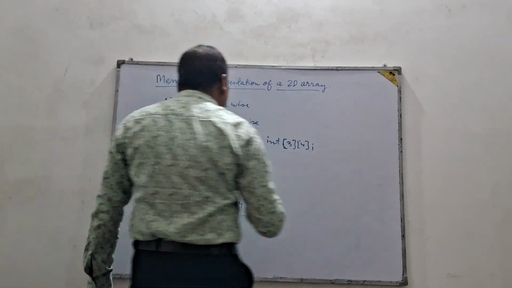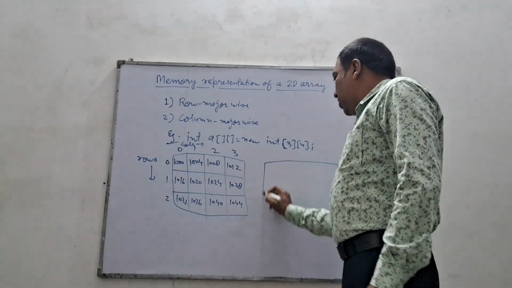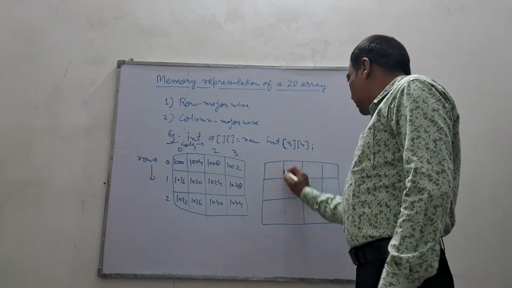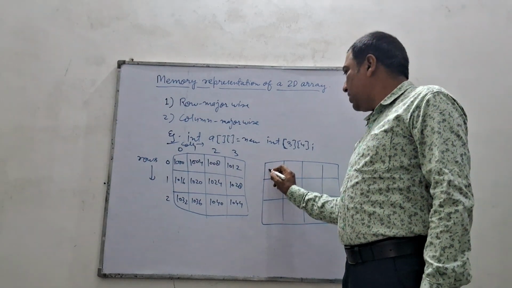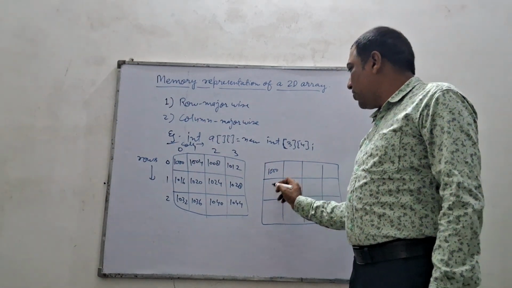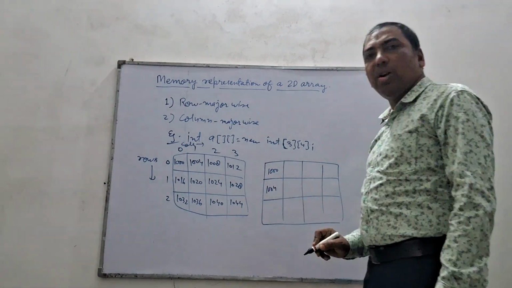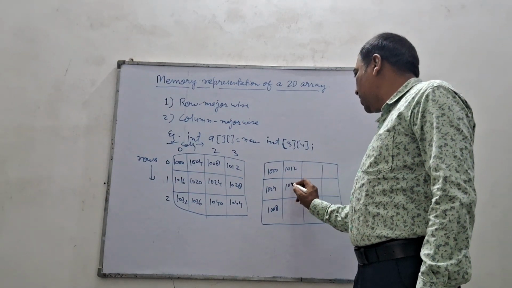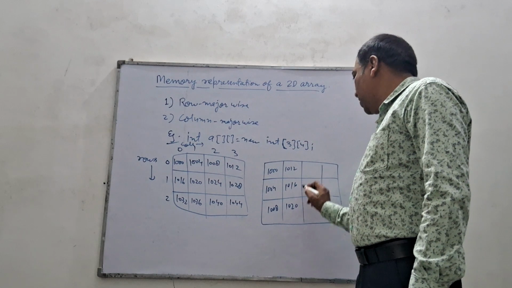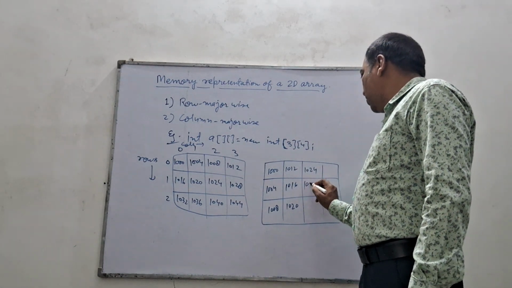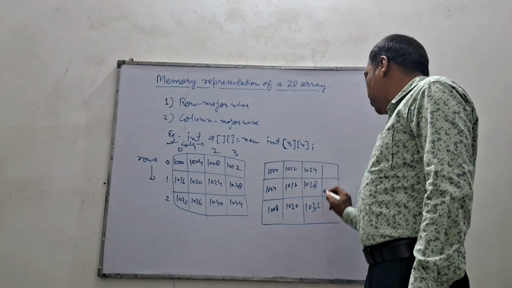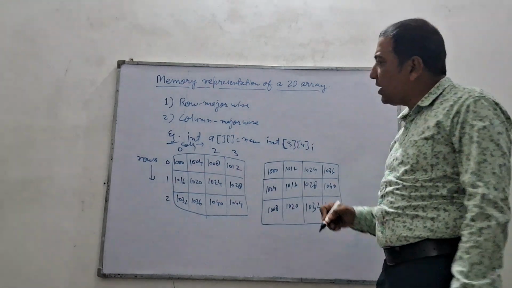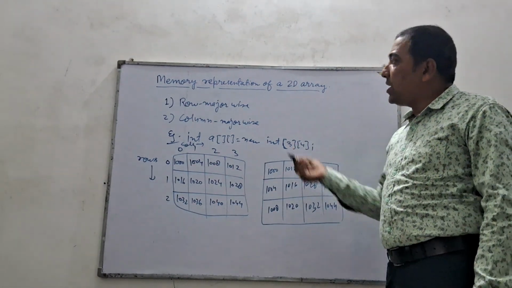Suppose the same array is allocated column major wise. How will the memory be allotted? In column major wise, suppose the base address, the beginning address, is 1000, so 1004 will be for this block, 1008 will be for this block, 1012 for this, 1016, 1020, 1024, 1028, 1032, 1036, 1040, and 1044.